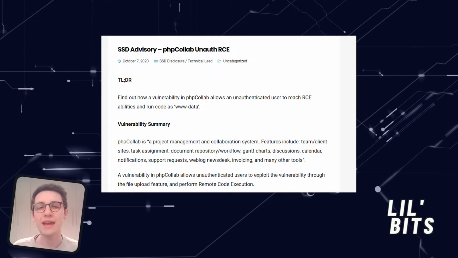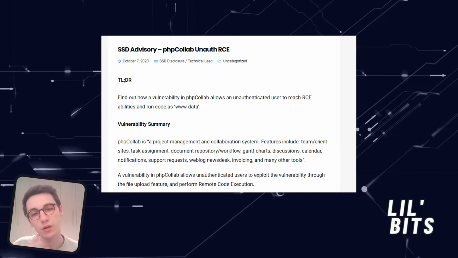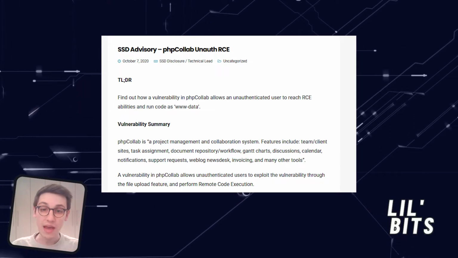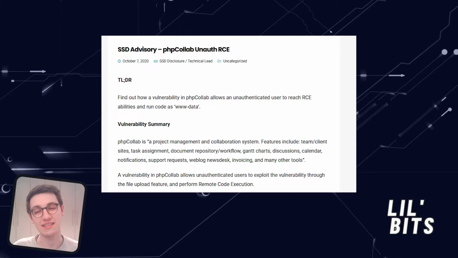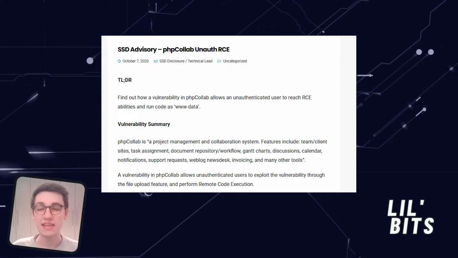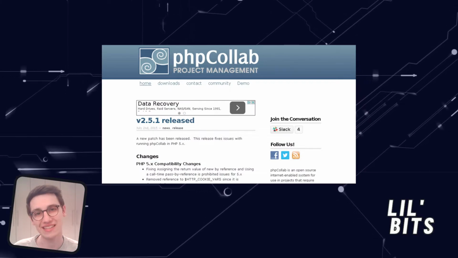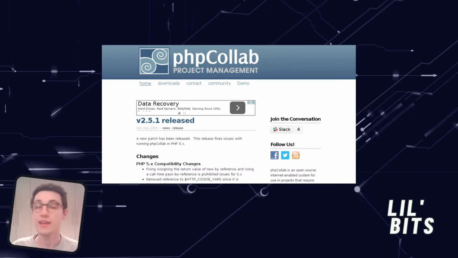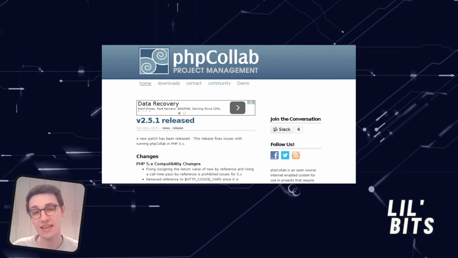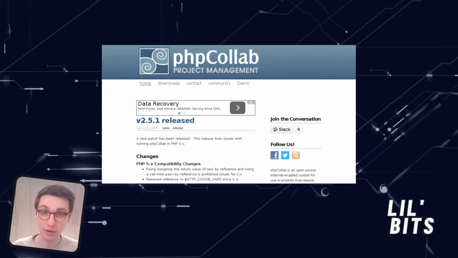The remote command execution vulnerability that we are going to look at is a vulnerability that was found and reported to SSD in 2018. This vulnerability was found in phpCollab version 2.7.2 and prior. Now, phpCollab is an internet-enabled project management and collaboration system.